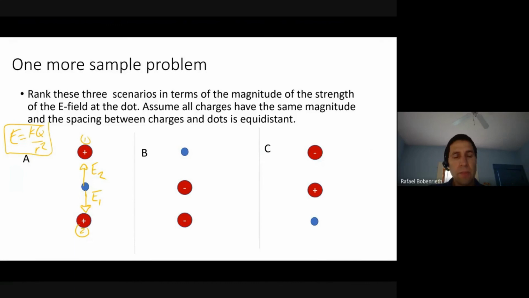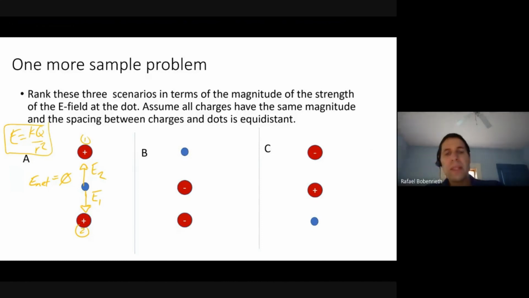Because I said these charges are the same size and they're equidistant from each other and from the blue dot, the net electric field is going to be what? 0, because the field vectors are going to cancel each other out. Meaning a positive test charge placed there is going to feel no net force in that field, and that makes sense because the 2 positive charges are equally drawing it towards them, so the net effect is nothing.